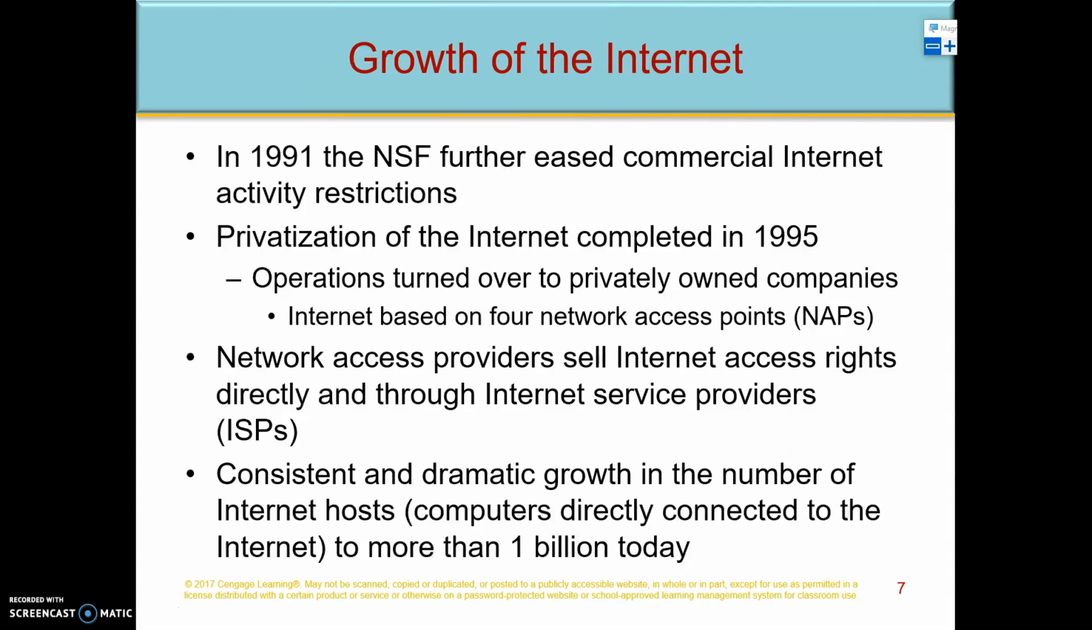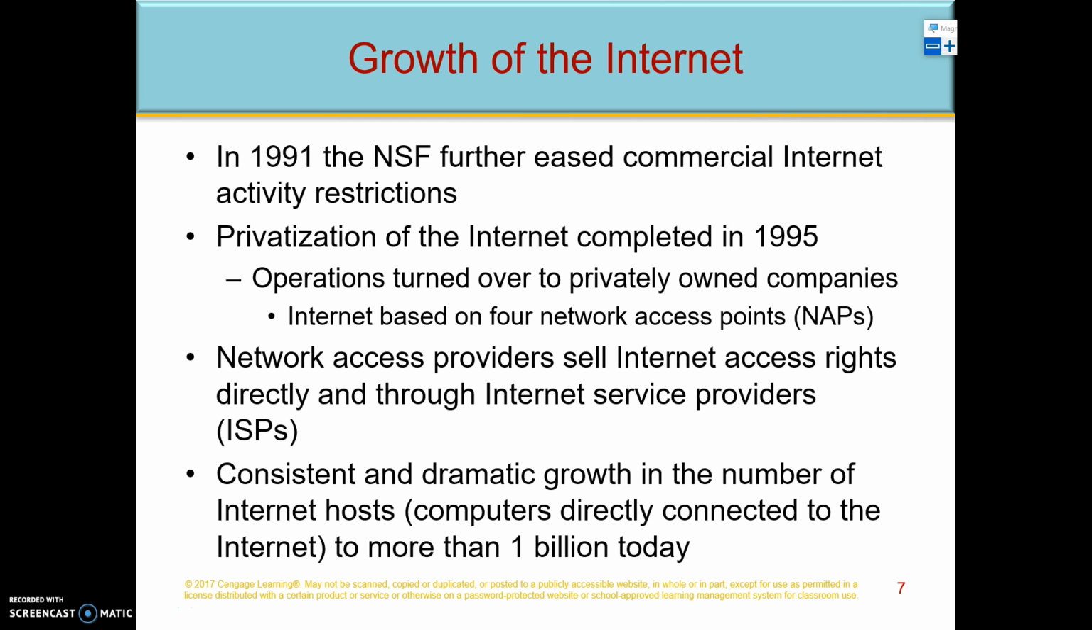Network access providers sell internet access rights directly and through internet service providers, or ISPs. So for you to get on the internet, you have to contract with an ISP. It could be Cincinnati Bell, or it could be Spectrum, or whatever organization that you're paying money to.